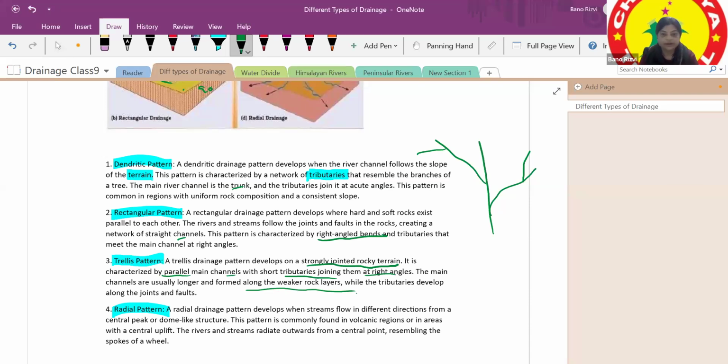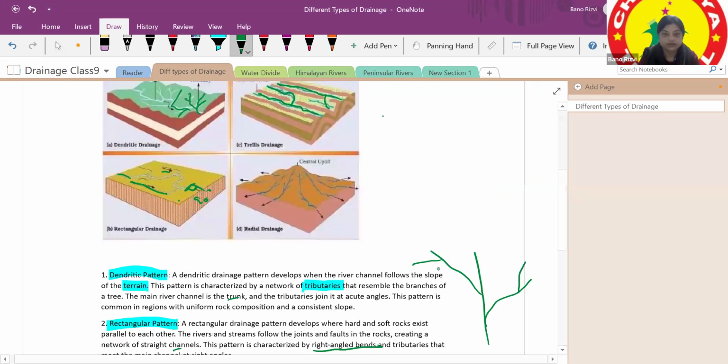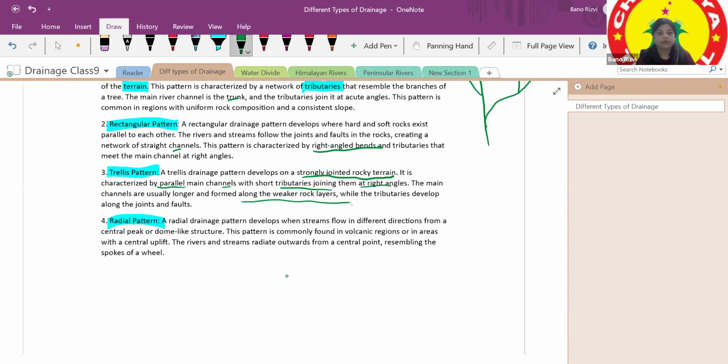Now the last is radial. A radial drainage pattern develops when streams flow in different directions from a central peak, a dome-like structure. So this is the dome-like structure. It flows this way, and then it flows this way. And this is the central uphill, the central peak, or you can say dome-like structure. The pattern is commonly found in volcanic regions or in areas where a central uplift is there. The rivers and streams radiate outwards from a central point, resembling the spokes of a wheel.